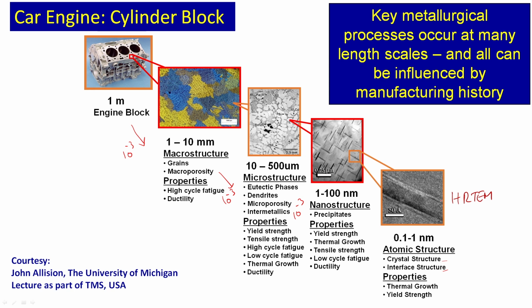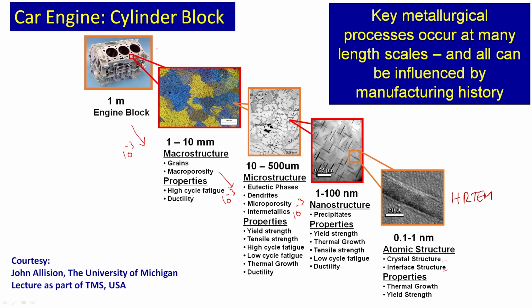So what are the different things we can do with this kind of microstructure? At the optical microscopy level, we can see the grains and microporosities. That will be important to predict high cycle fatigue as well as ductility. The engine is of the order of 1 meter long, so that is what the component actually is. When you go down to millimeter, you are going down to 10 to the minus 3 length scales.